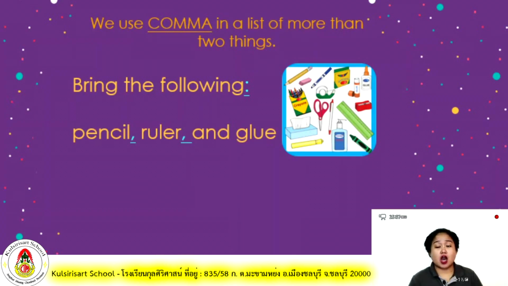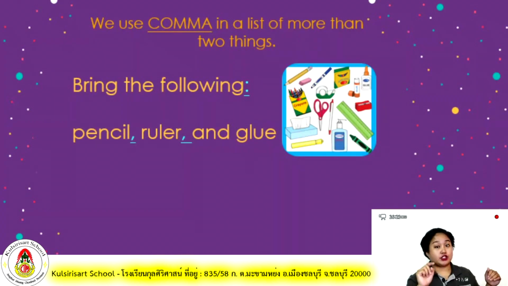Next, we also have comma. When do we use comma? We use comma in a list of more than two things. For example, bring the following. We have pencil, ruler, and glue. We have three things here. To separate those things, we need to use comma.